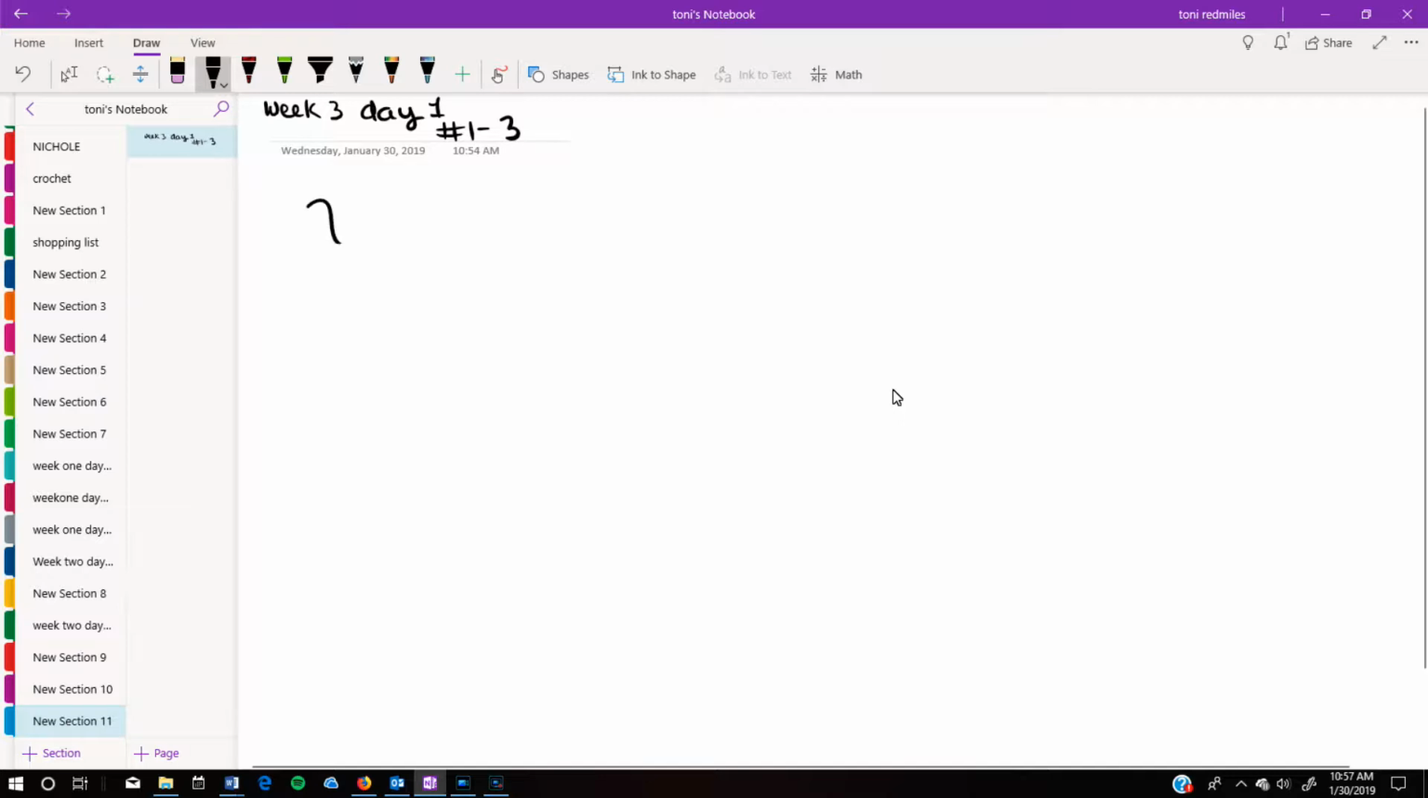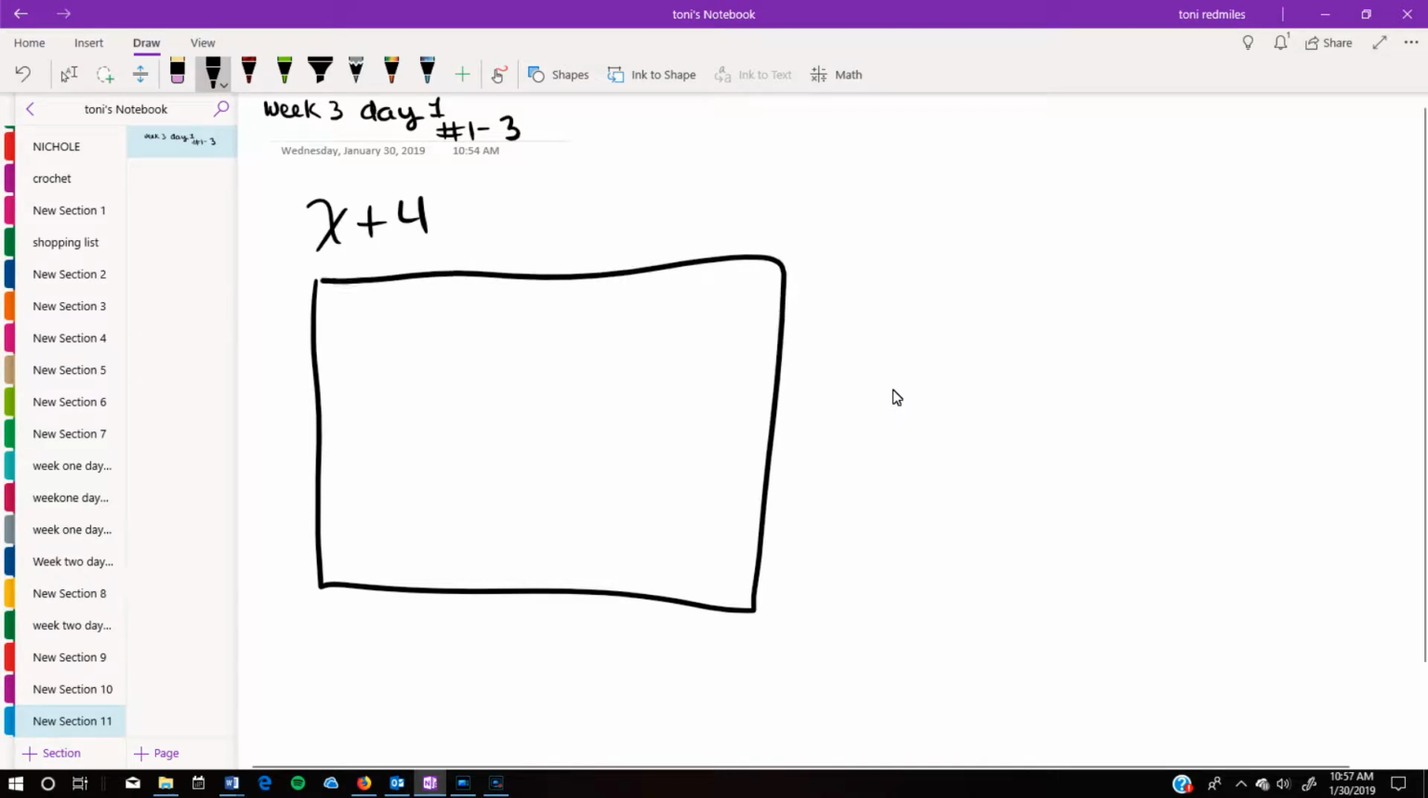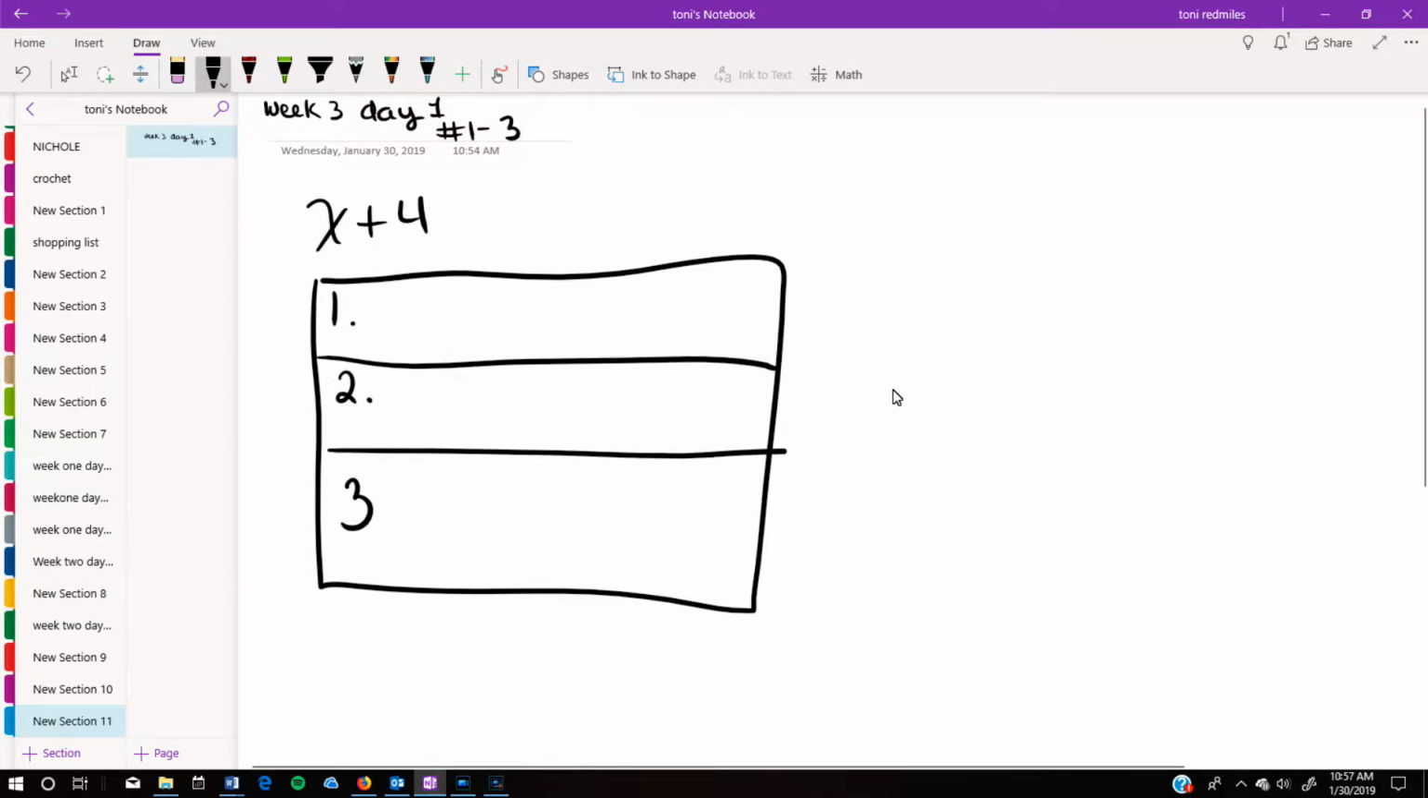So my expression is x plus 4, and the table they give me is this. Okay, number 1, number 2, and number 3. So those are our questions. And it gives us x values of -2, -1, and 2, and it wants the result.